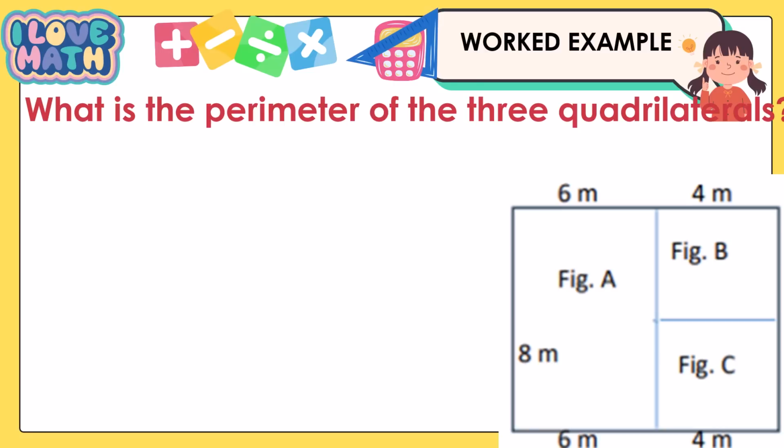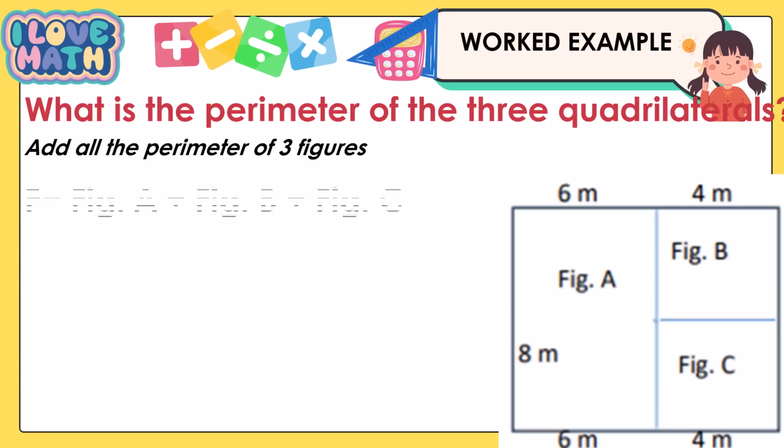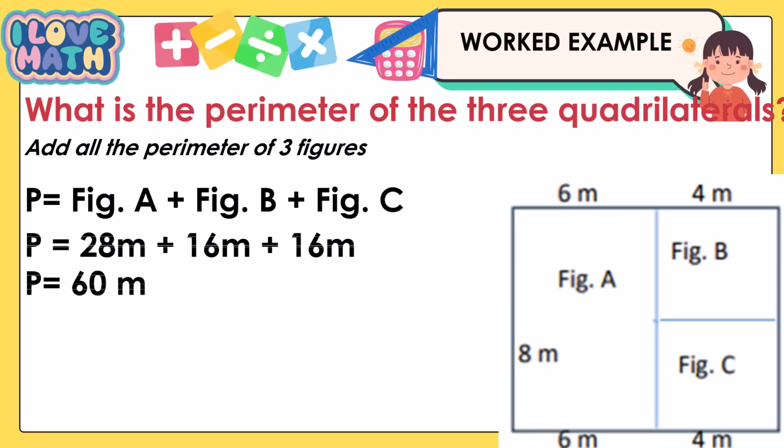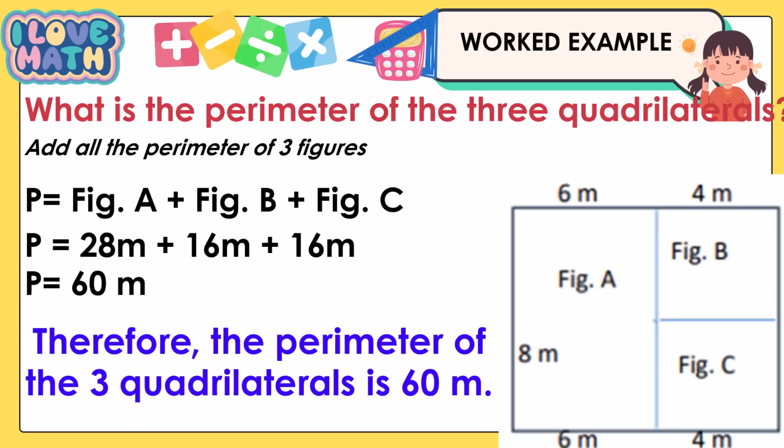What is the perimeter of the three quadrilaterals? Add all the perimeter of three figures. P equals figure A plus figure B plus figure C. P equals 28m plus 16m plus 16m. P equals 60m. Therefore, the perimeter of the three quadrilaterals is 60 meters.